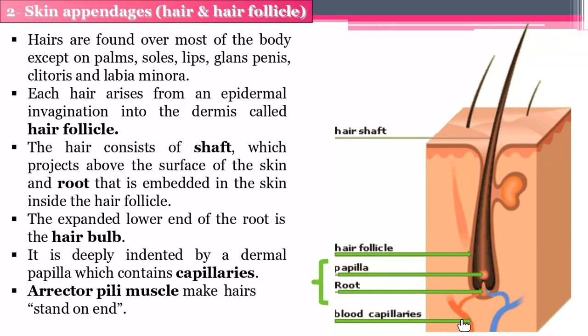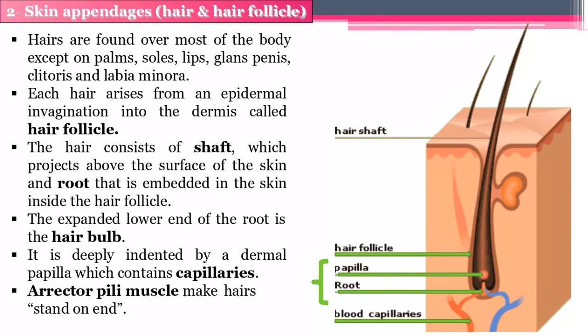It is deeply indented in the dermal papillae and contains the capillaries. And here, if you see the pictorial presentation, where I am showing you the pointer is the blood capillary, and adjacent to it is the hair follicle, in which you can see the root of the hair. Then this is the hair follicle having the root of the hair, and this is the hair shaft. I hope this is clear, the location and the presence of hair and hair follicle.